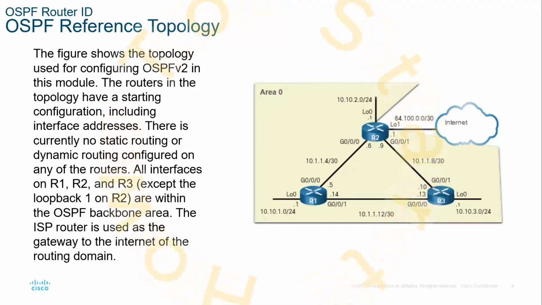So all the interfaces on R1, 2, and 3, except the backbones, should be within the OSPF area. The ISP router is used as a gateway of last resort, but this is going to be the sphere of our OSPF. You'll notice it says Area 1. This is not in our gray color because this is outside the sphere of our Area 0 control.